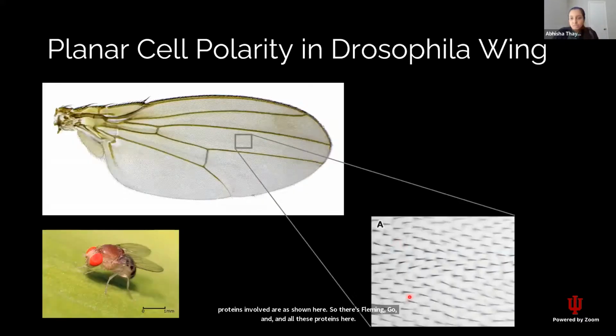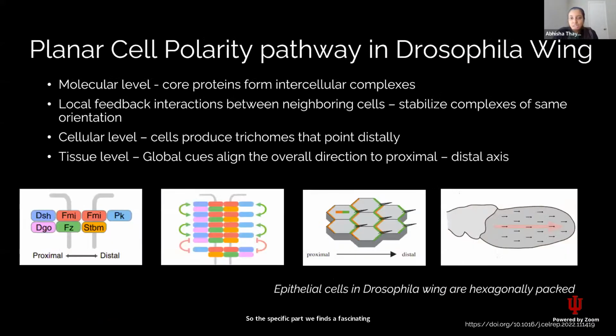So the PCP pathway finds a fascinating example in Drosophila wing hair orientation, as you can see here. So now I'm going to explain the pathway in brief. The core proteins, as shown here, form intercellular complexes at the molecular level, and local feedback interactions stabilize these complexes of the same orientation.